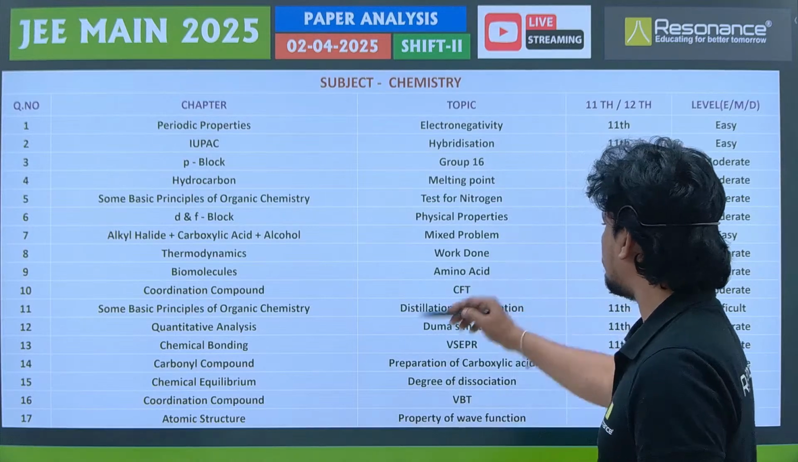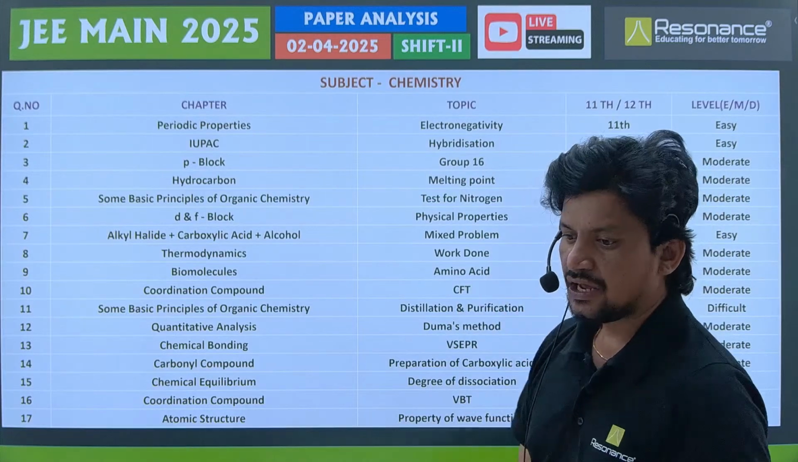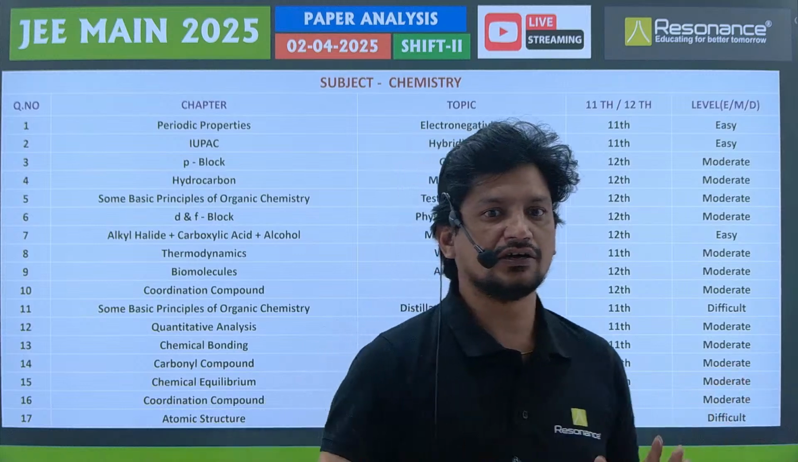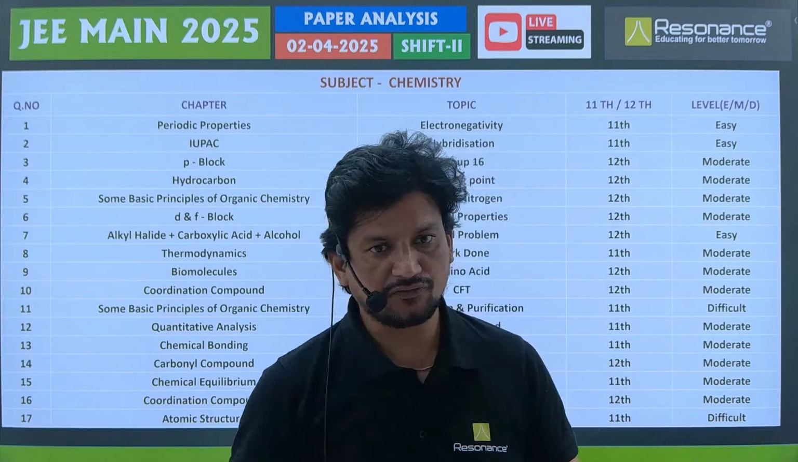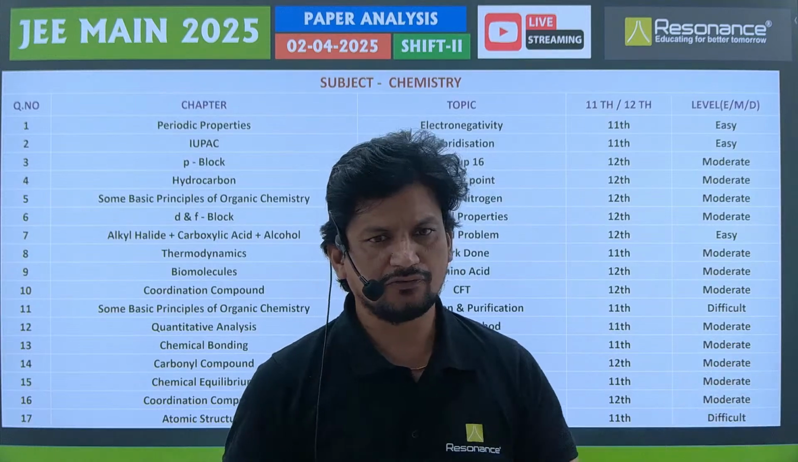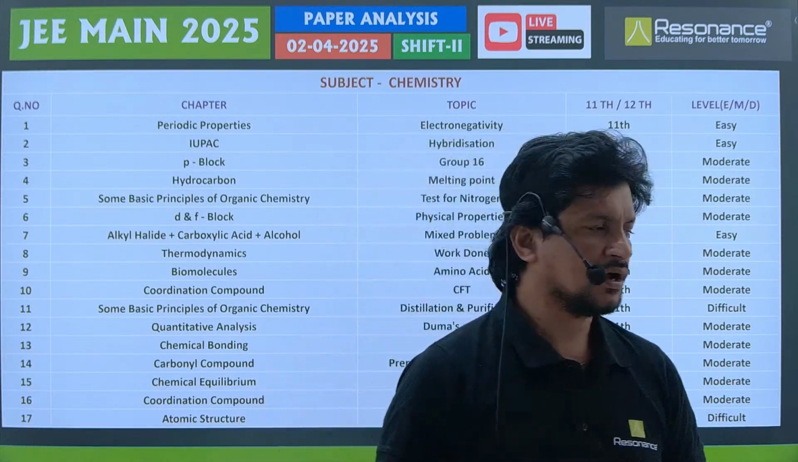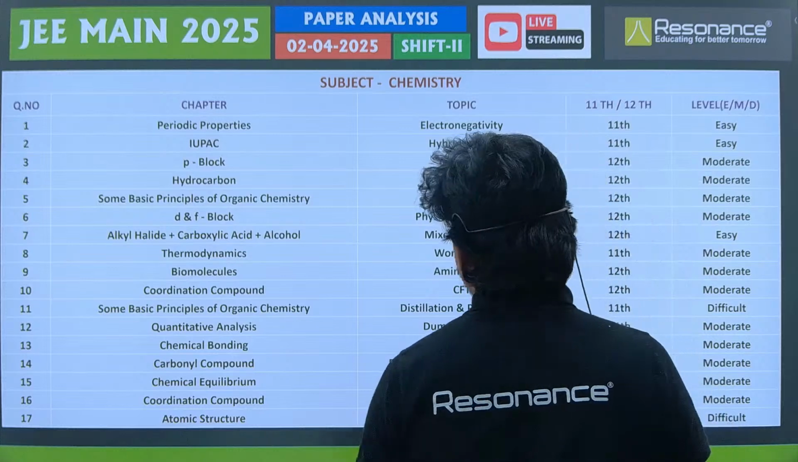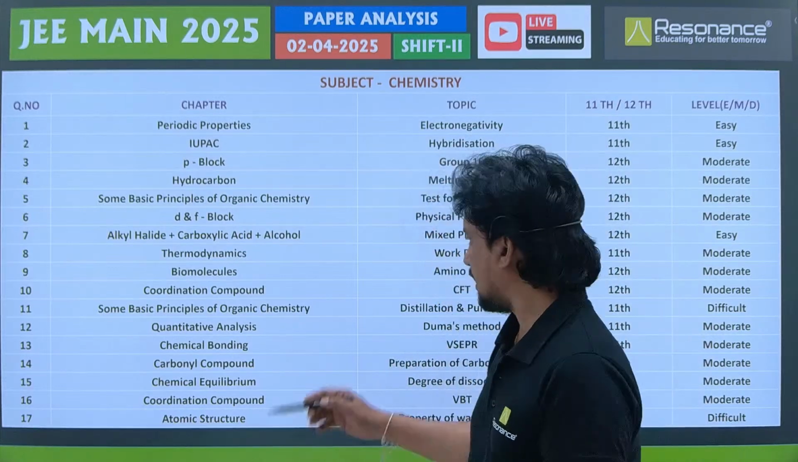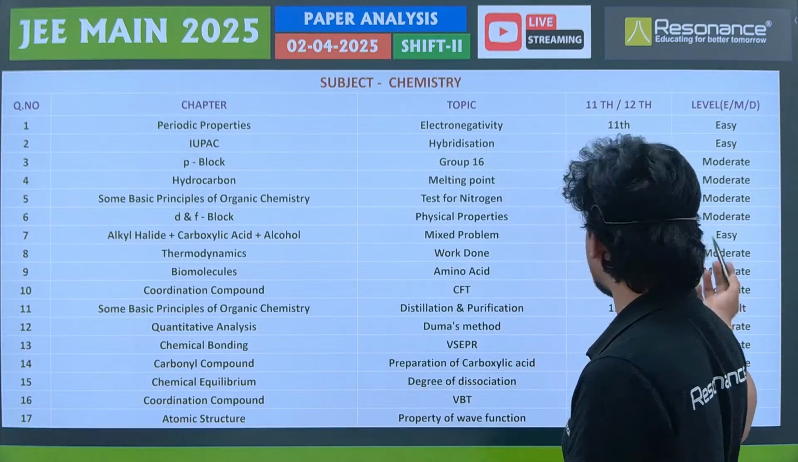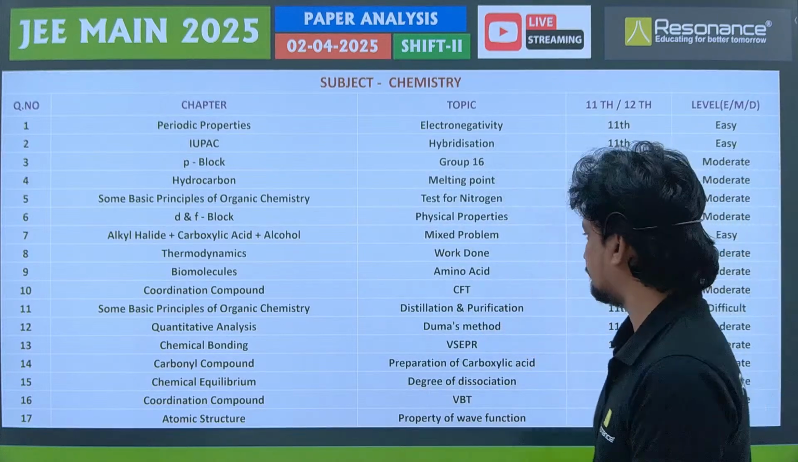They asked a question from amino acids. They gave 4 different amino acids. How many tetrapeptides are formed? They asked 4 factorial. 4 factorial means 24 tetrapeptides are formed. We can arrange them in 24 ways. So the answer for this one, amino acids, we can say is a moderate question.